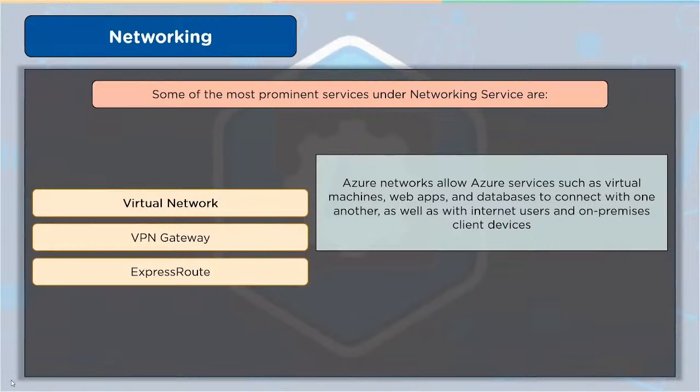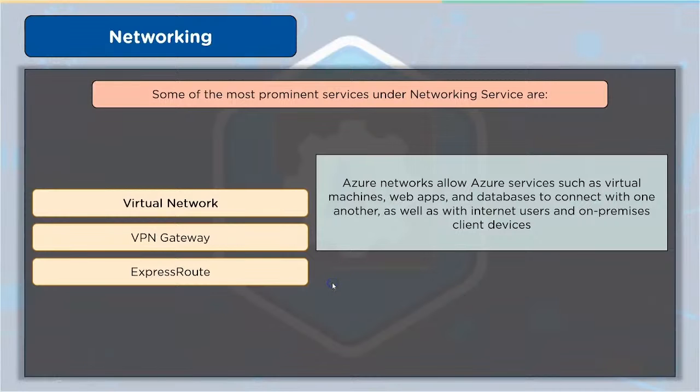Azure Virtual Networks allow Azure services such as virtual machines, web apps, and databases to connect with one another, with internet users, and with on-premises client computers. An Azure network is a collection of resources that connects other Azure resources. Isolation and segmentation, internet communications, communicating among Azure resources, and communicating with on-premises resources. Route network traffic, filter network traffic, and connect virtual networks are some of the core networking features provided by Azure Virtual Networks.